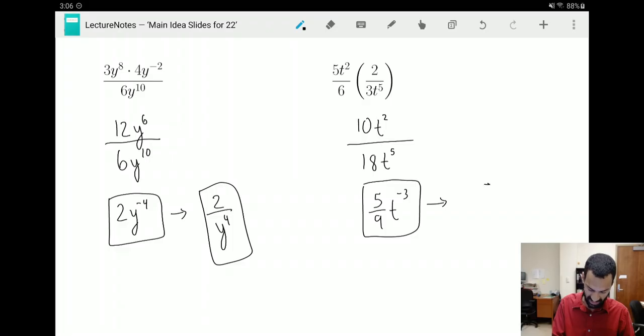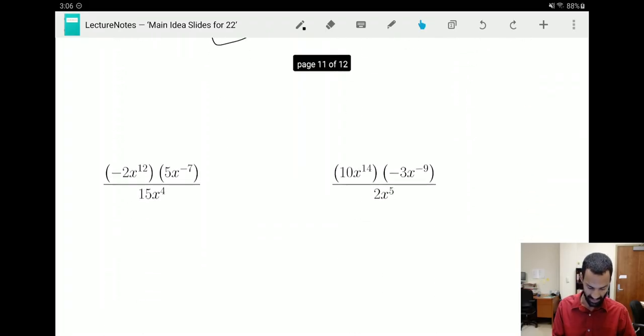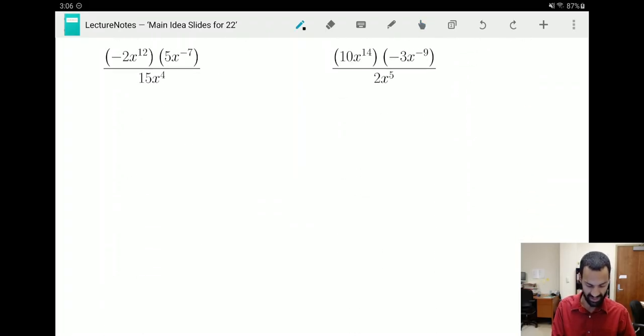Or I could rewrite this as 5 over 9t to the 3rd power. Okay, I write it this way if I want to have a positive exponent. I write it this way if I'm content with negative exponents. But either way, both are fine. Okay, what about these two right here? So we have negative 2x to the 12th power times 5x to the negative 7th power over 15x to the 4th power.